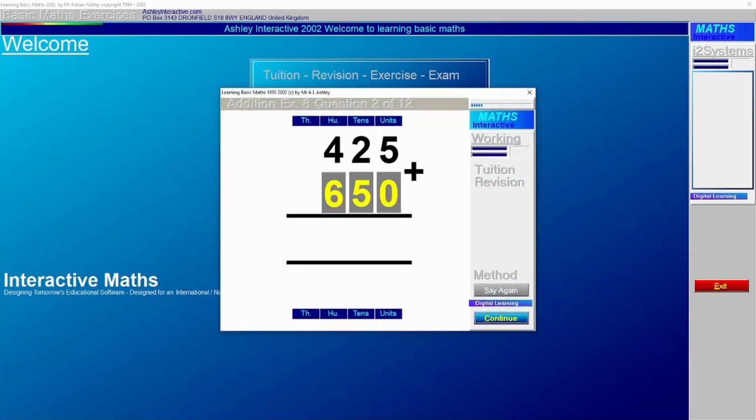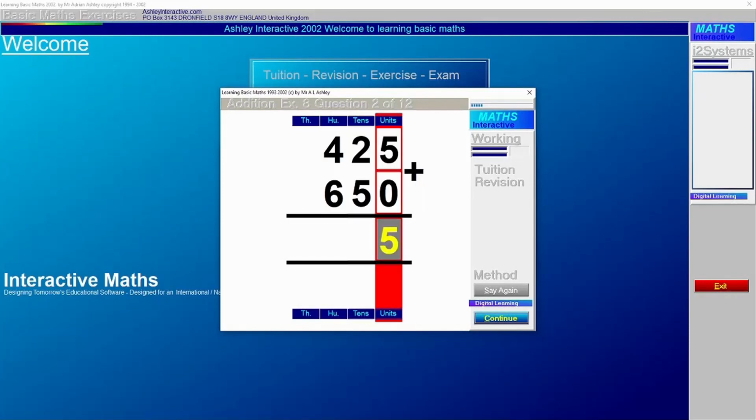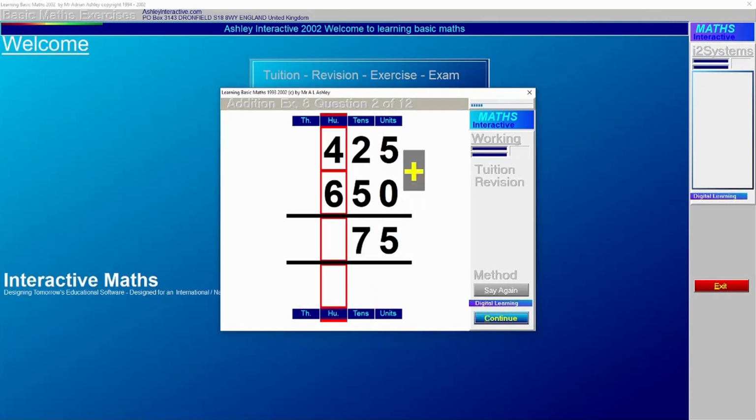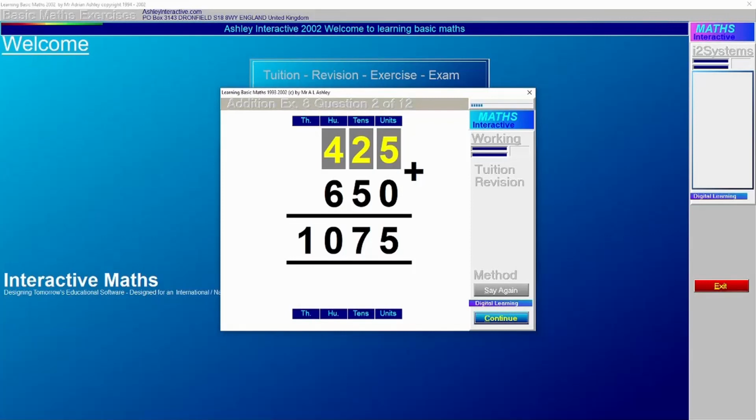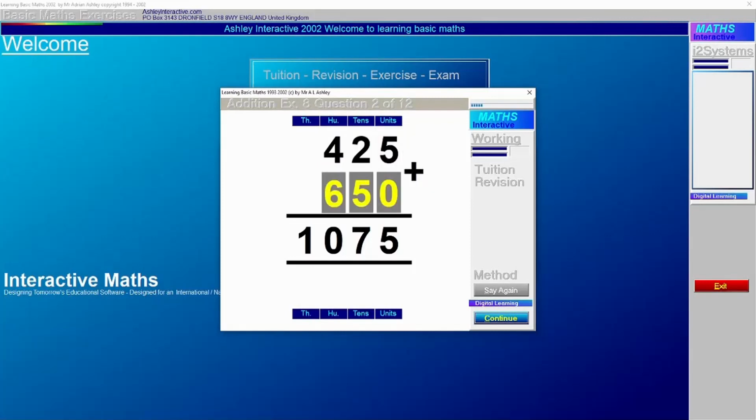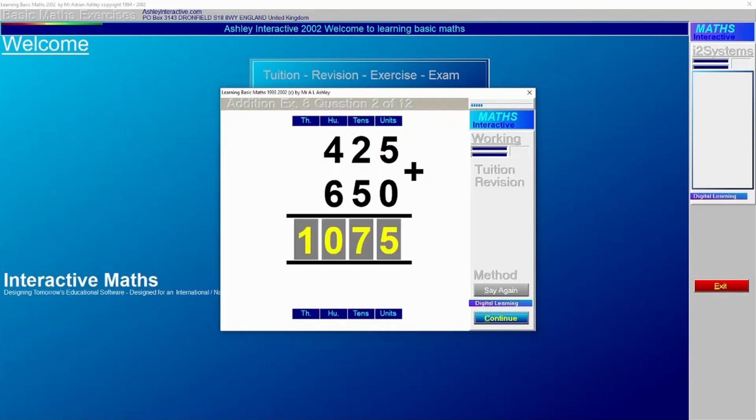425 add 650, adding up the units column. 5 add 0 is equal to 5, adding up the tens column. 2 add 5 is equal to 7. 4 add 6 is equal to 10. 1 carry 0. 425 add 650 is equal to 1,075.